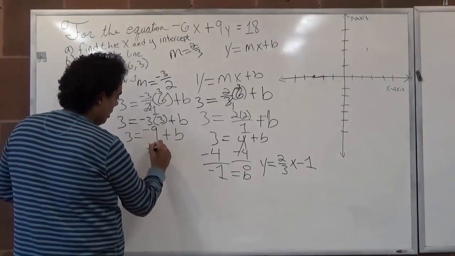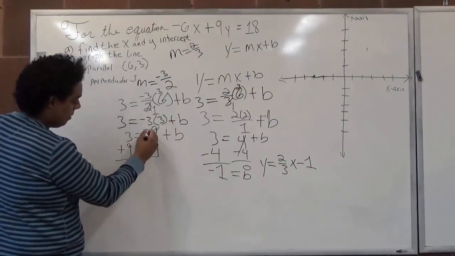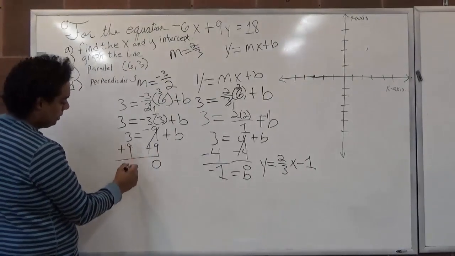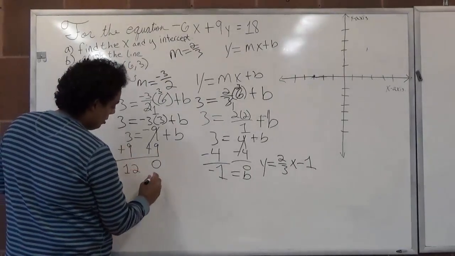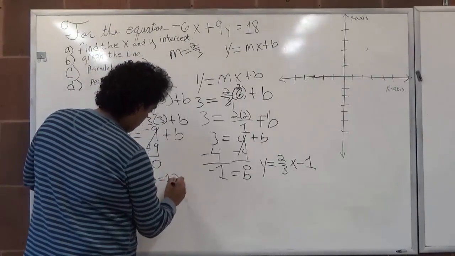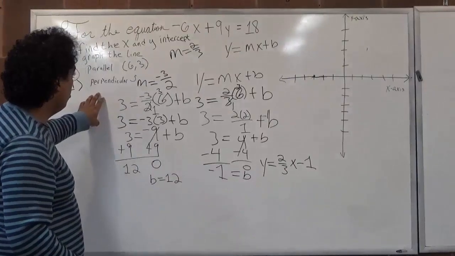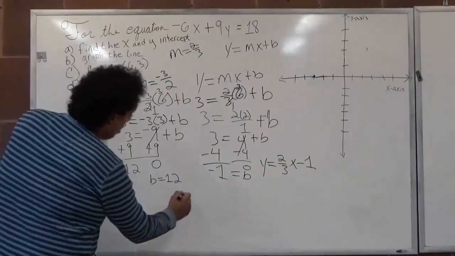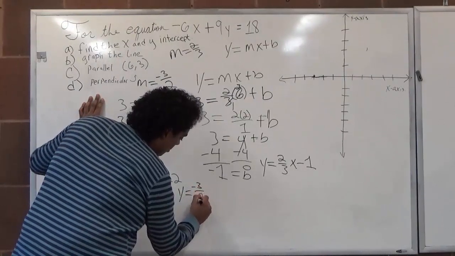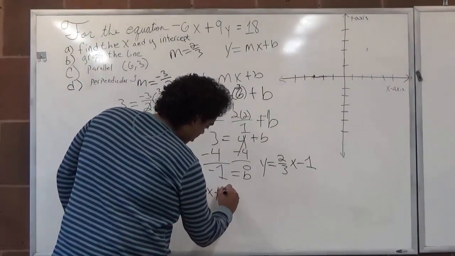So 3 is equal to negative 9 plus b. I'm going to add 9 to both sides. Negative 9 plus 9 is going to give us 0, and 3 plus 9 is going to give us 12. So b is equal to 12. And so the equation for our perpendicular line would be y is equal to negative 3 over 2 x plus 12.